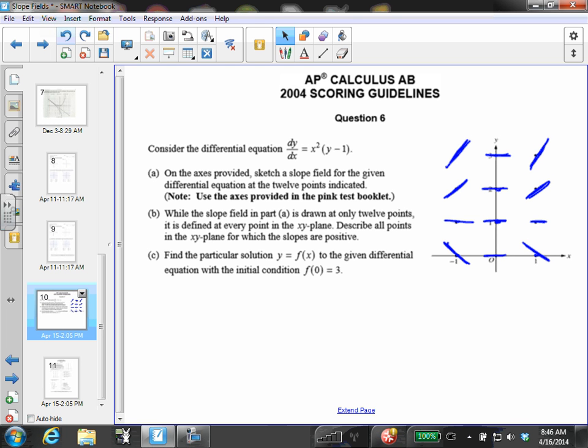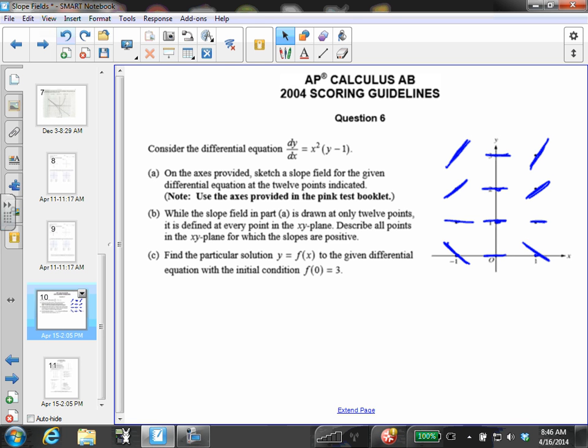Okay, so once we have the slope field drawn, we'll move to part B. It says, while the slope field in part A is drawn at only 12 points, it's defined at every point in the xy plane. Describe all points in the xy plane for which the slopes are positive.